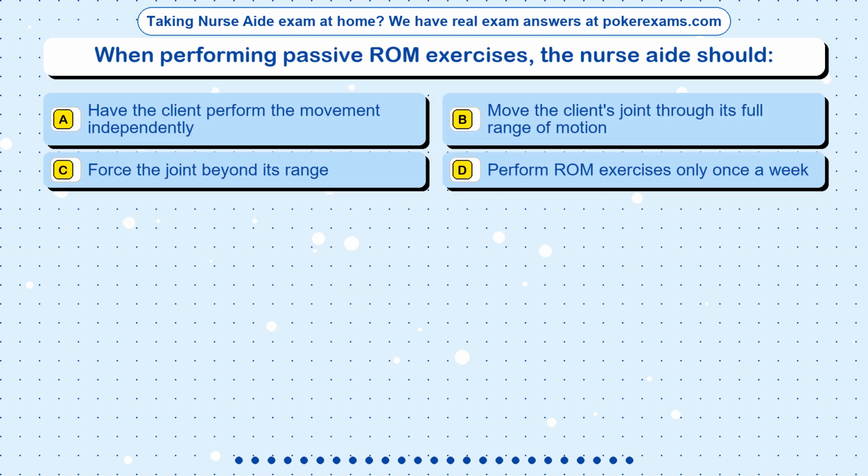Question 9. When performing passive ROM exercises, the nurse aide should: Option A. Have the client perform the movement independently. Option B. Move the client's joint through its full range of motion. Option C. Force the joint beyond its range. Option D. Perform ROM exercises only once a week.